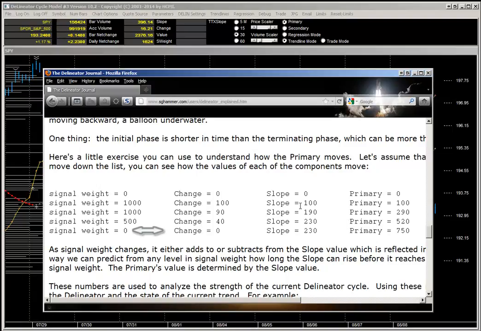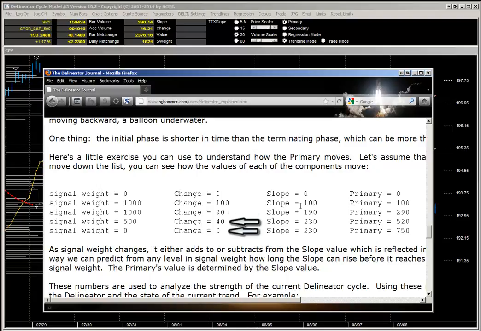So let's say at the next time period, signal weight drops to 0. The slope would stay at plus 230. The change would be 0, because there was no change in the value of the slope. The primary would then jump to plus 750, which again is the old value of the primary plus the new value of the slope. So we can see here that there was very strong momentum at time period 1 at plus 100, which is the value of the change. It then drops to plus 90, then drops to plus 40, then drops to 0.